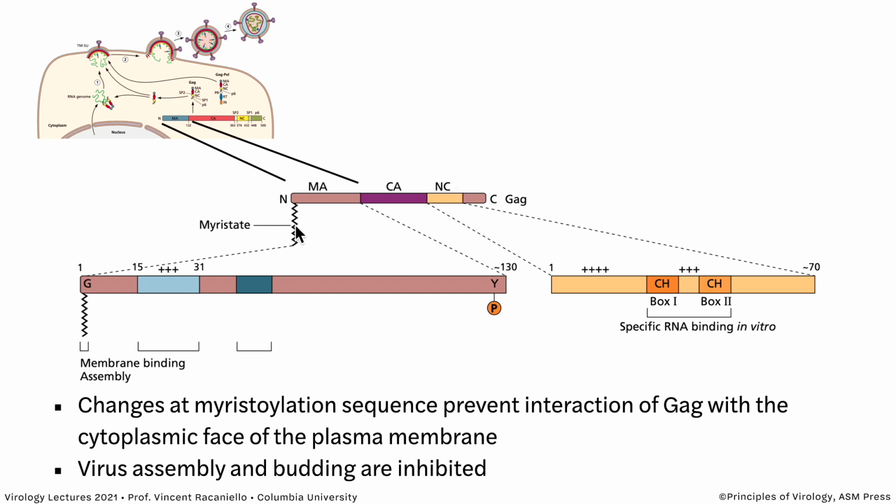Myristate is very important for this process because if you take away the amino acid that it's normally linked to, then GAG will never make it to the plasma membrane. You never get budding. So you completely inhibit particle formation by inhibiting myristylation. Now, myristylation is done by cellular enzymes, not by viral enzymes. It's a lipid that's present in the cell and has many cellular functions. So you can't simply inhibit it as a way of being an antiviral. But this demonstrates that myristylation is crucial for formation of the virus particles.